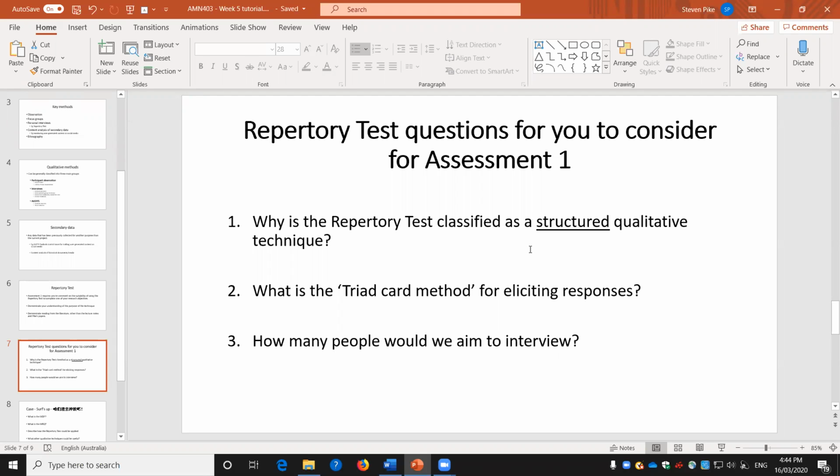So it's important when you're talking about a particular sample size that you give a reference from the literature to support your suggestion of how many people we should interview. So now I'd suggest that you pause the recording again and reread the Surf's Up case.